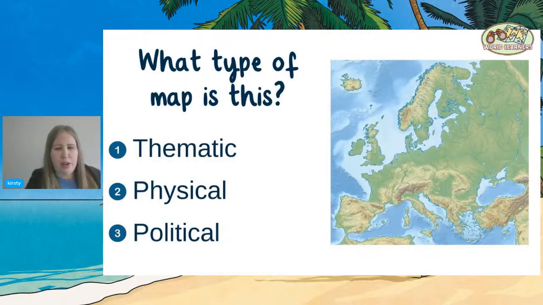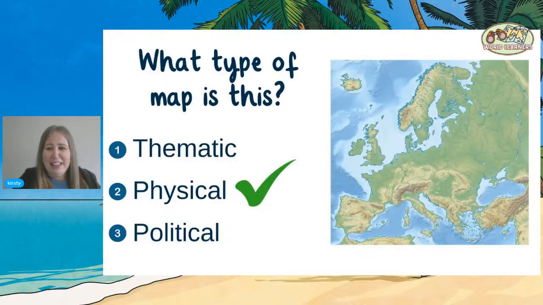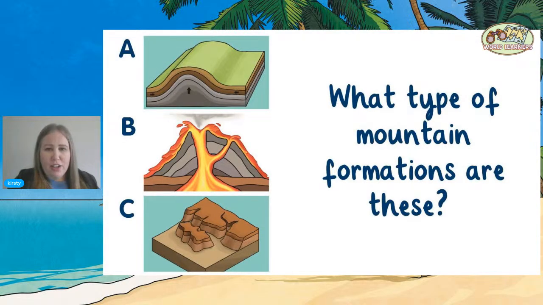What are we going with? We're thinking it's number 2, a physical map. We can see lots of physical things marked on it. We can see rivers. We can see mountains. We're going with that. Yes, number 2, physical map. Well done. If it was a political map, we'd have those countries marked out, wouldn't we? Let's have a look at the next question.